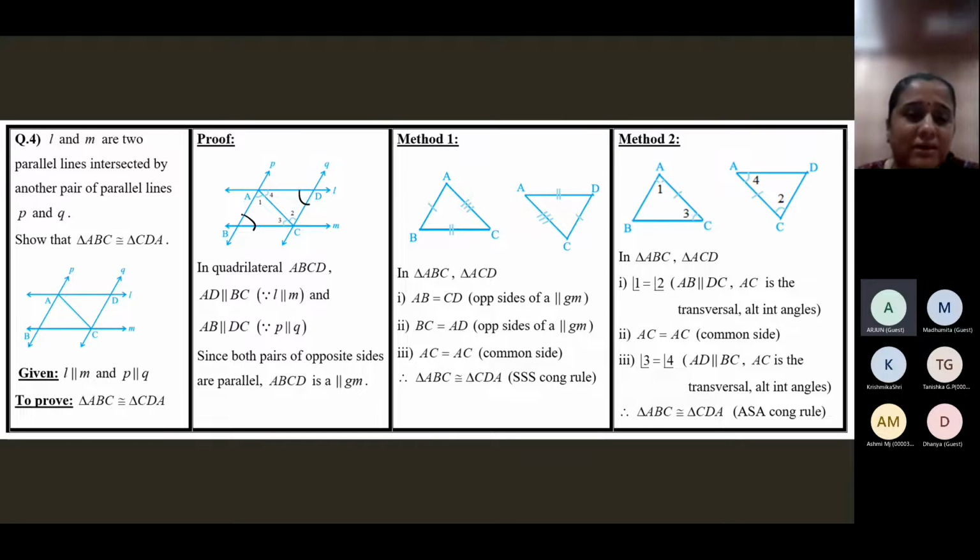Angle B is of this triangle. Angle D is of this triangle. So you can mark them 5 and 6 if you want. You can call this one 5, you can call this 6. And angle 5 of the first triangle is equal to angle 6 of the second triangle, because, as she said, opposite angles of a parallelogram are equal. So 5 is equal to 6.